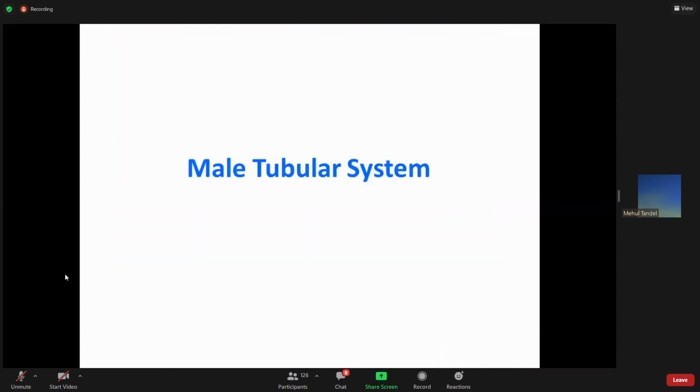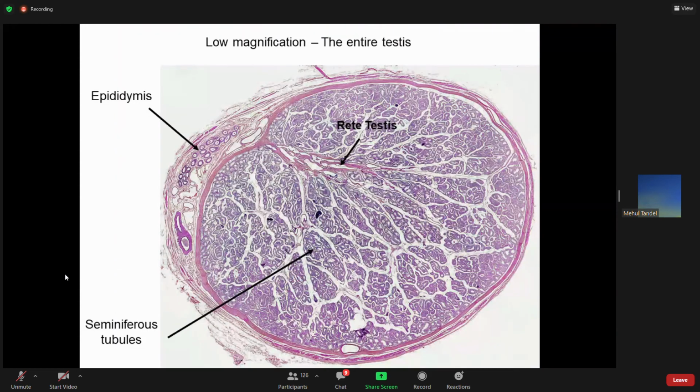Now same thing, this is the tubular system that we saw. So this is a section of testis, and here is the entire testis, where you can see all the lobules of testis, quite a lot of lobules. Within each lobule you can see the seminiferous tubules, and posteriorly you can see the mediastinum testis. Within the mediastinum you can see the rete testis, and the outer covering, the tunica albuginea, is also visible. And here near the posterior you can see the epididymis.